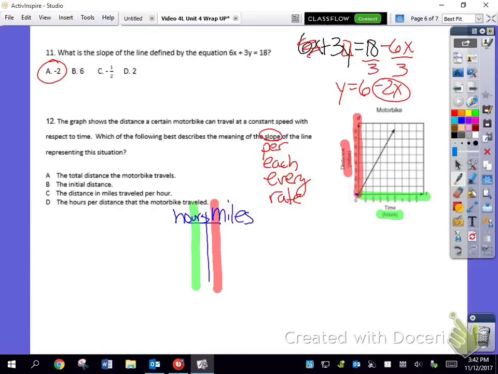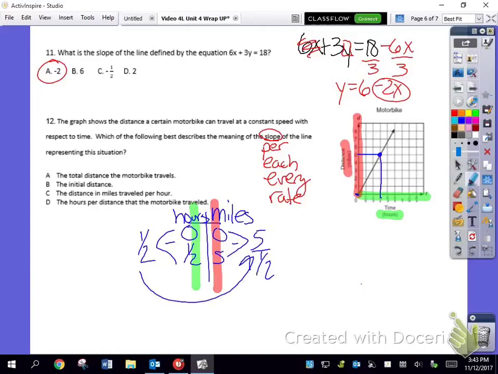Okay, my first point, it's easiest to use, is (0, 0). Next point, where it intersects, looks like it would be 1/2 goes with 5. So 1/2, and it goes with 5. So now we're going to subtract. 1/2 minus 0 is a half. 5 minus 0 is 5. Swing that over. Now, guys, look, the 5 goes with miles. So that goes on top. 5 miles for every half. This is hours. So it's miles per hour.